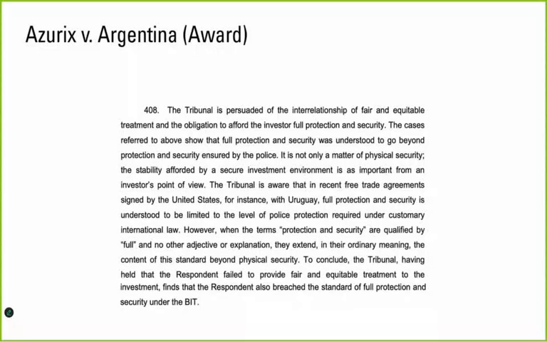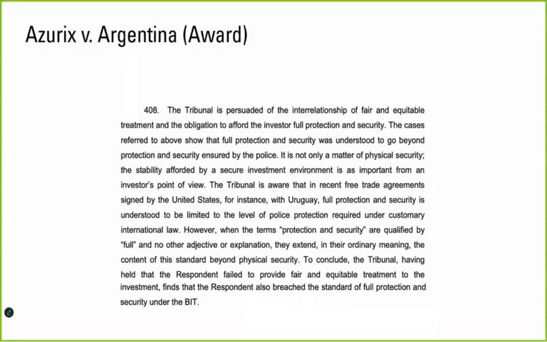Why did they put it together with FET? But then, what's the point of having full protection and security? Why didn't they stop at FET? But you have both, you'll find tribunals that go in both directions. Everything clear? It's not a super exciting standard.